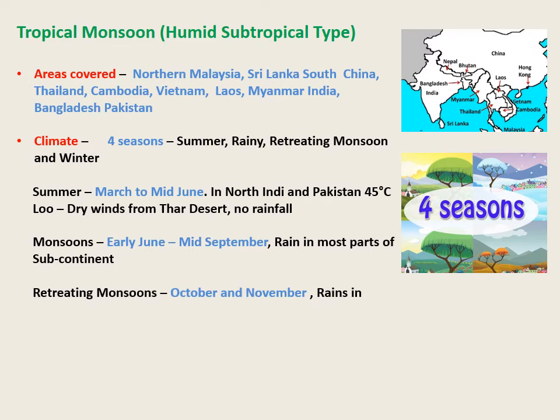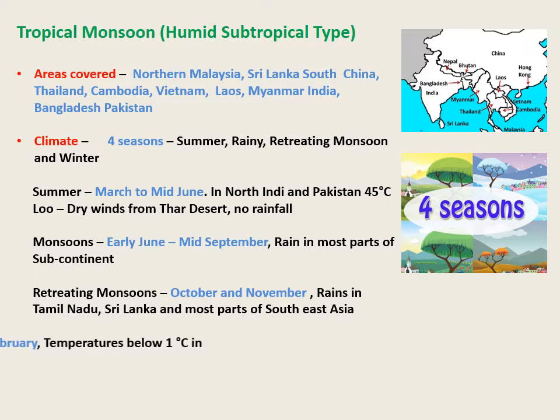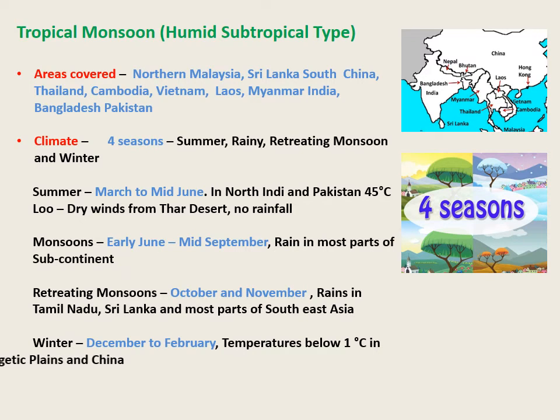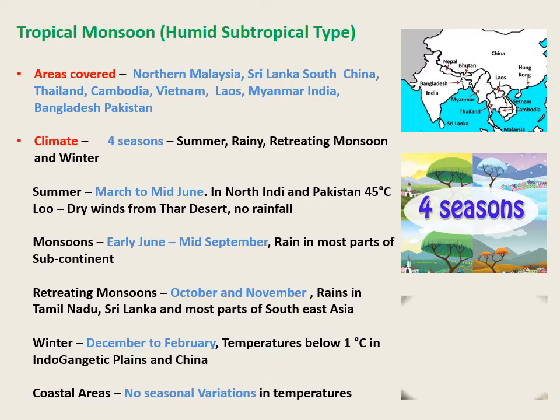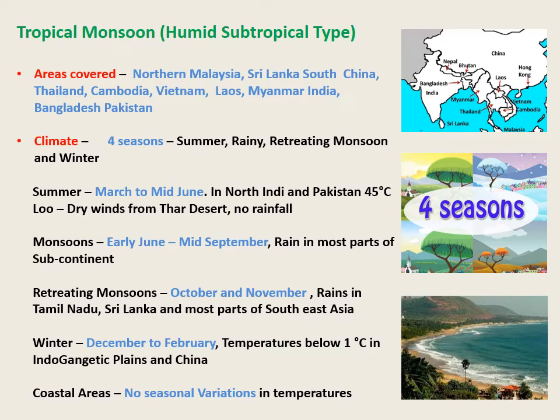The retreating monsoon winds bring rain to coastal Tamil Nadu, Sri Lanka, and parts of Southeast Asia during the months of October and November. Winter lasts from December to February. Temperatures can fall to below 1 degree Celsius in Indo-Gangetic plains and China. It snows in the hill and mountain regions of the north and northeastern India and China. The coastal areas, however, do not experience too many seasonal variations in temperature.